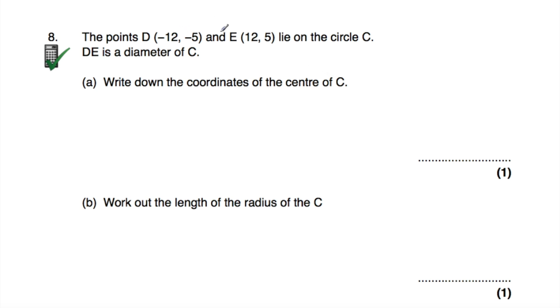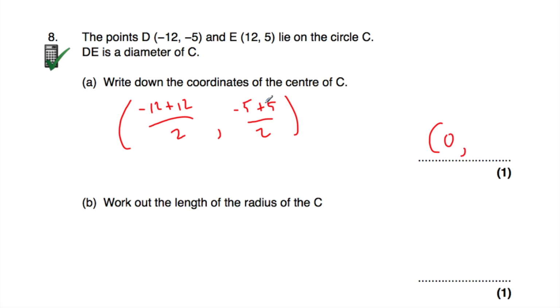If DE is the diameter of the circle, the midpoint of DE will be the centre of the circle. So let's find the midpoint of DE. To find the midpoint of two coordinates, we just add them together and halve it. So we're going to do -12 plus 12, divided by 2, and then -5 plus 5, divided by 2. -12 plus 12 is 0, divided by 2 is just 0. And then -5 plus 5 is 0, divided by 2 is 0 as well. So you'll get 0, 0. That's the centre of the circle, 0, 0.